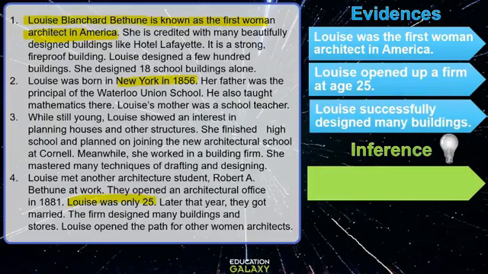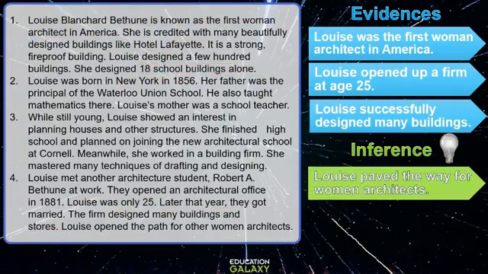Louise successfully designed many buildings and stores. It talks about Hotel Lafayette right here. It is a famous structure she designed. And she also designed 18 school buildings alone. Can you imagine? Think about your school building, how big that is. She designed 18 school buildings. That is a lot. What is an inference we can make based on these three evidences?